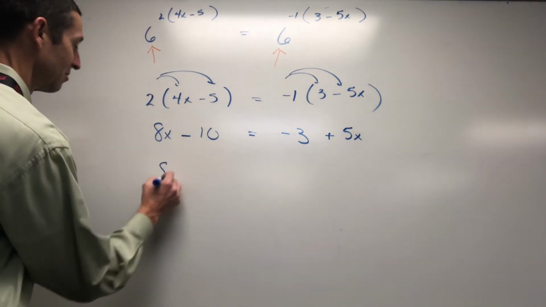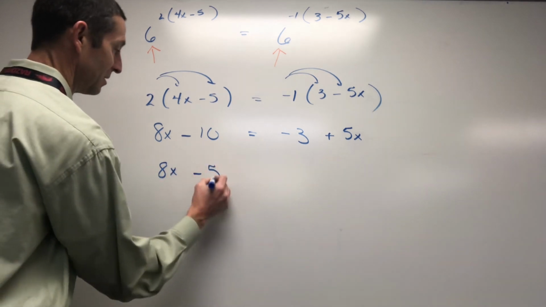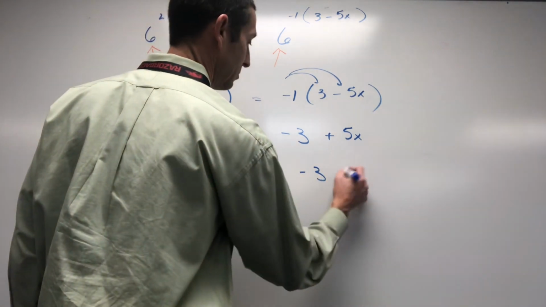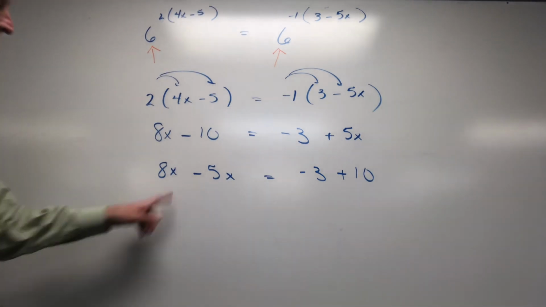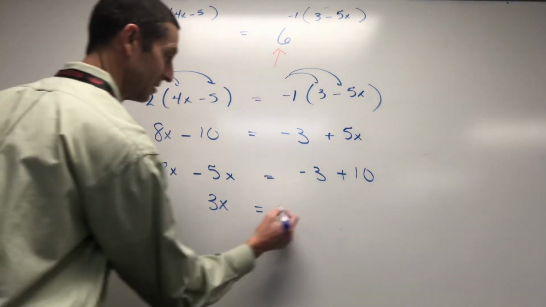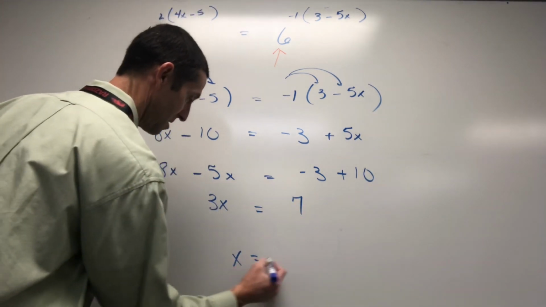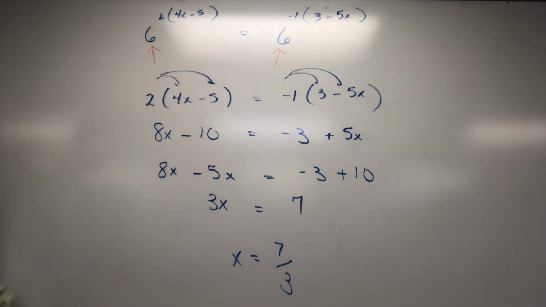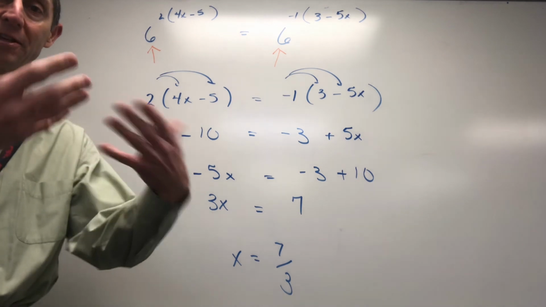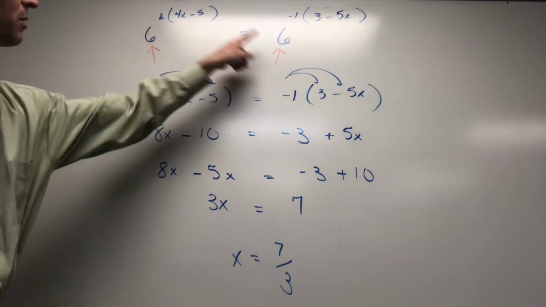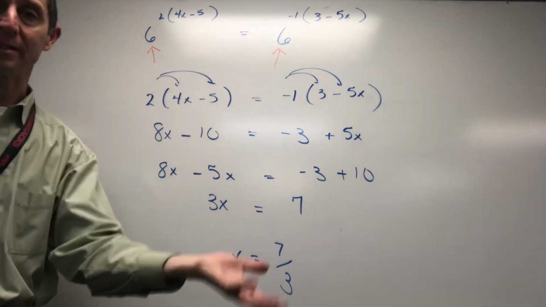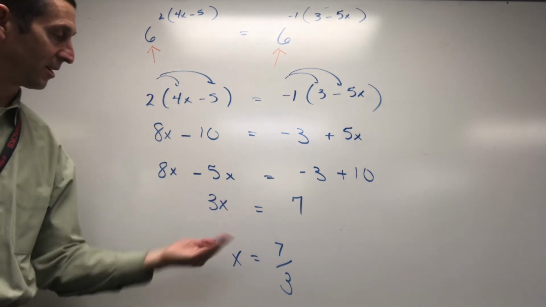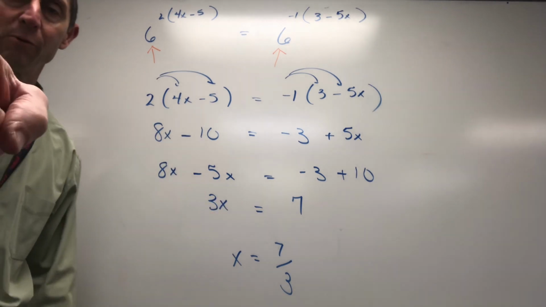Let's put our like terms together. 8x minus 5x equals negative 3 plus 10. 8x minus 5x is 3x. What is that, a 7? So there you go. Solving exponential equations, you just got to be clever enough to work with these two guys being exactly the same base. They drop out of the way. There's your answer. Homework 40. There you go.